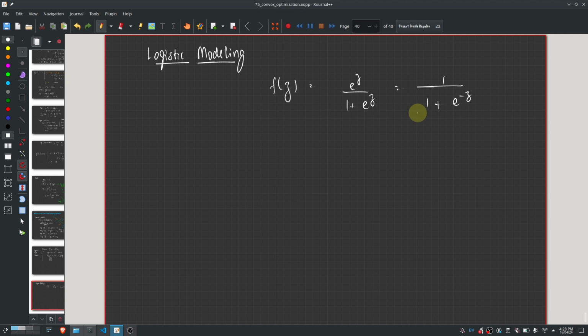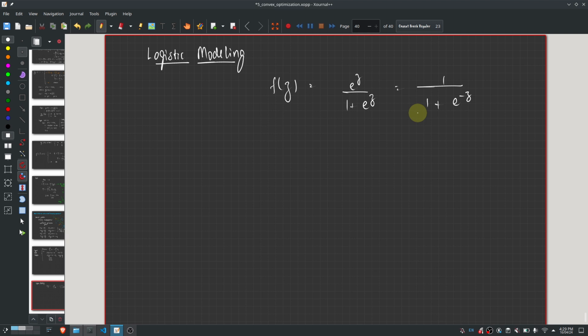And what properties does this have? What can you say about f of z for all z in R? Correct. So it varies between 0 and 1. It's always greater than or equal to 0 and less than or equal to 1. So one way to interpret this is it's almost as though it's a probability.